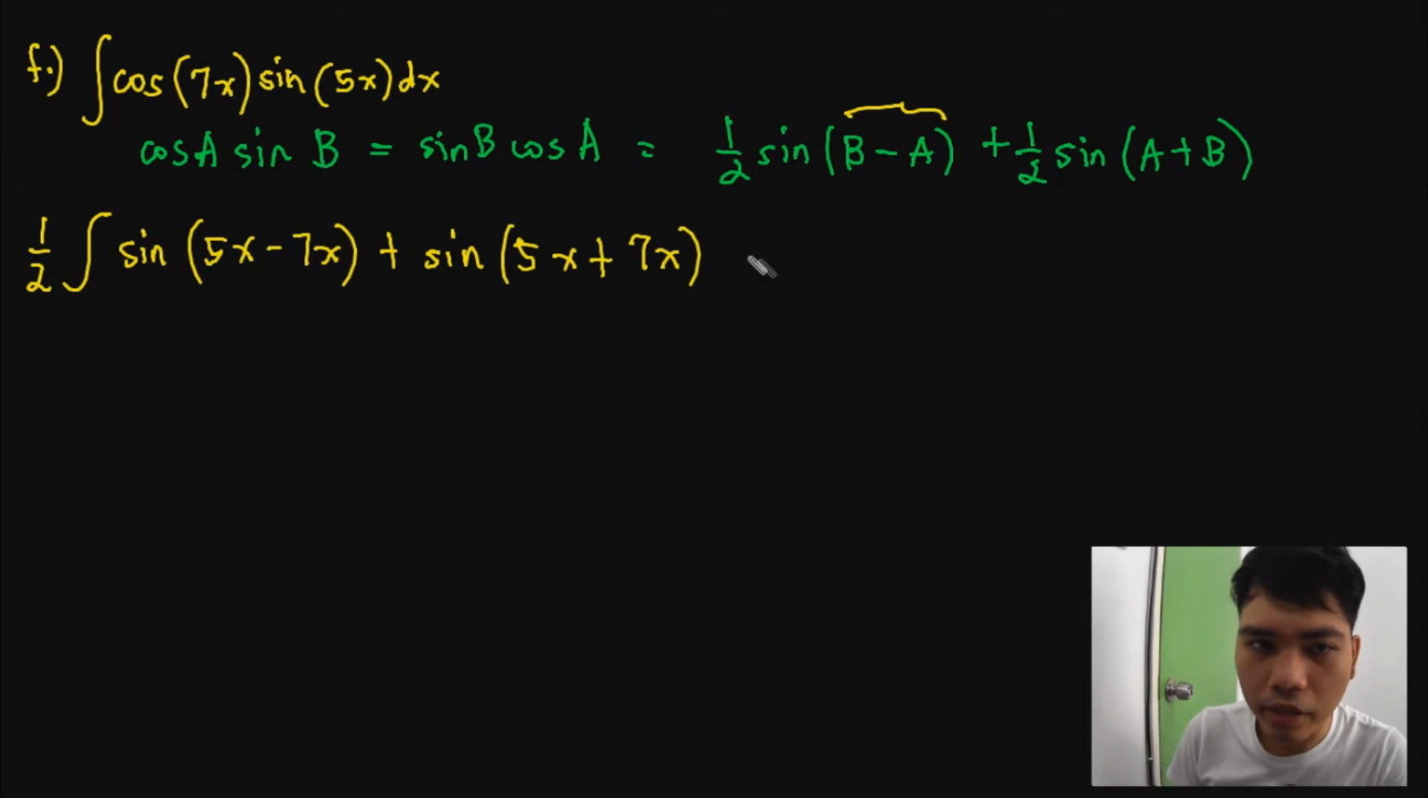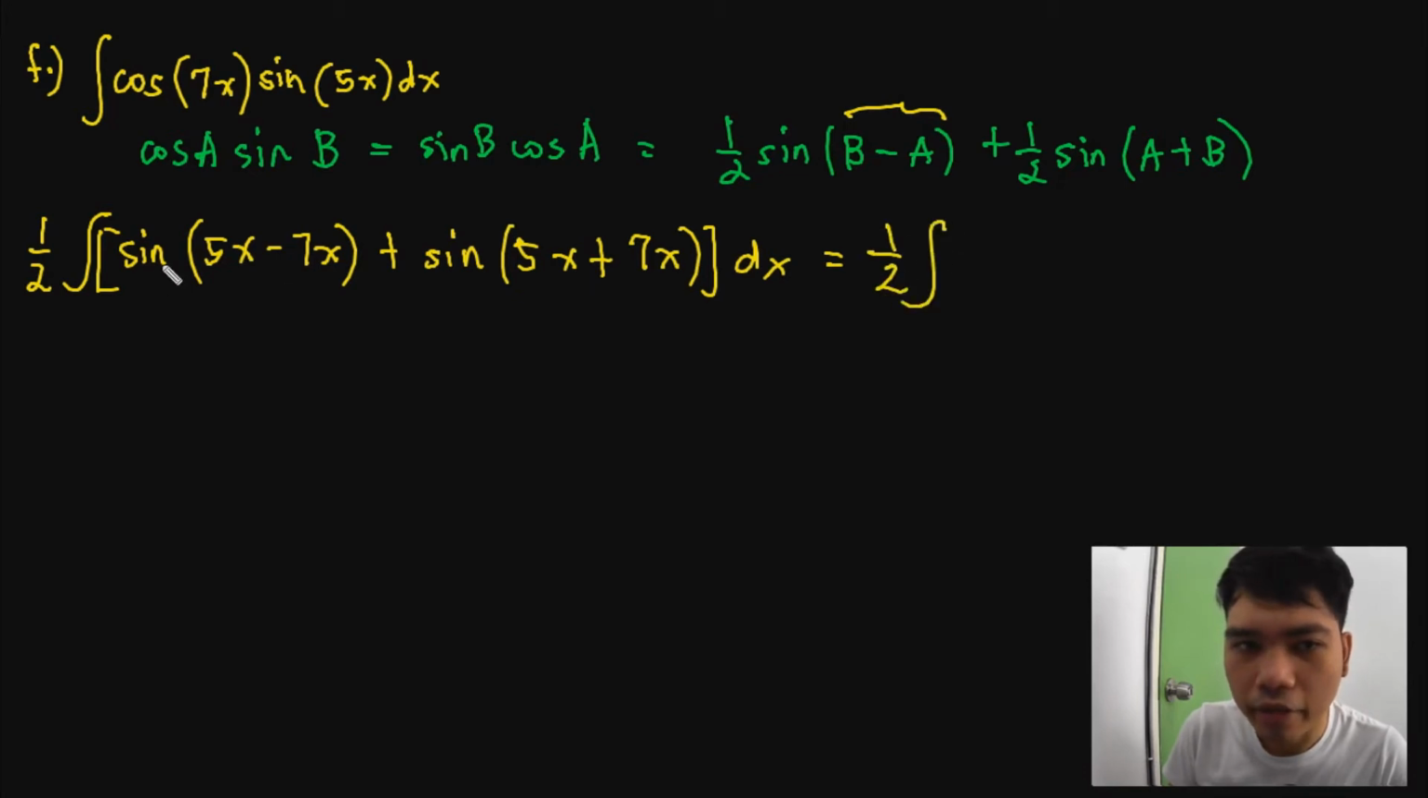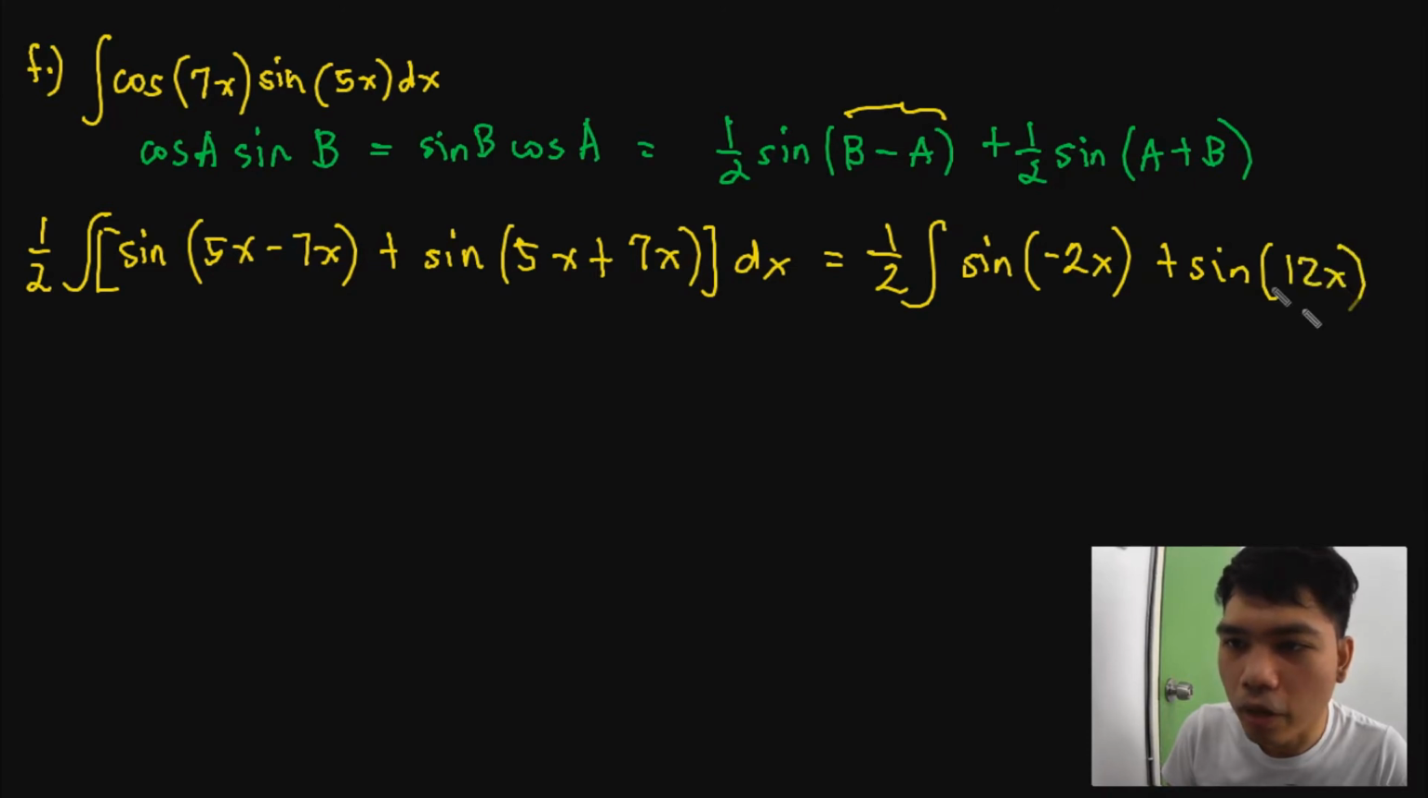So with this, we can now lagyan pa natin ng bracket to. Okay, dx. Okay, so is it possible to integrate na? So syempre, simplify muna natin yan. 1/2 the integral of sine of negative 2x, okay, and then plus sine of 12x. So, I hope alam nyo na kung paano to integrate kasi ito naman ay napakasimple lang i-integrate.